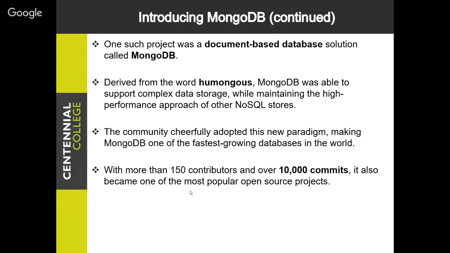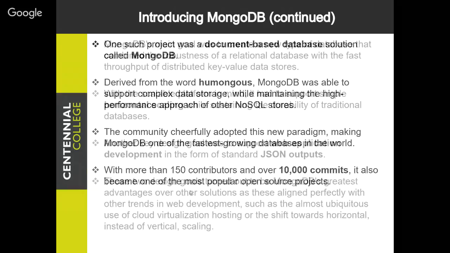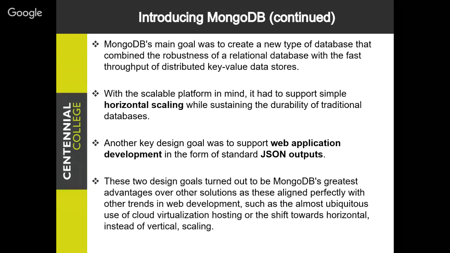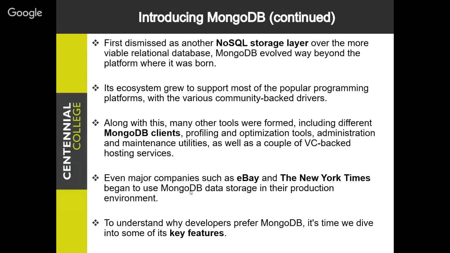There are other NoSQL databases out there, like CouchDB as one of them, and there's others as well. But Mongo seems to be the most popular one. Again, we have the idea of JSON outputs. So it looks very much like JSON.